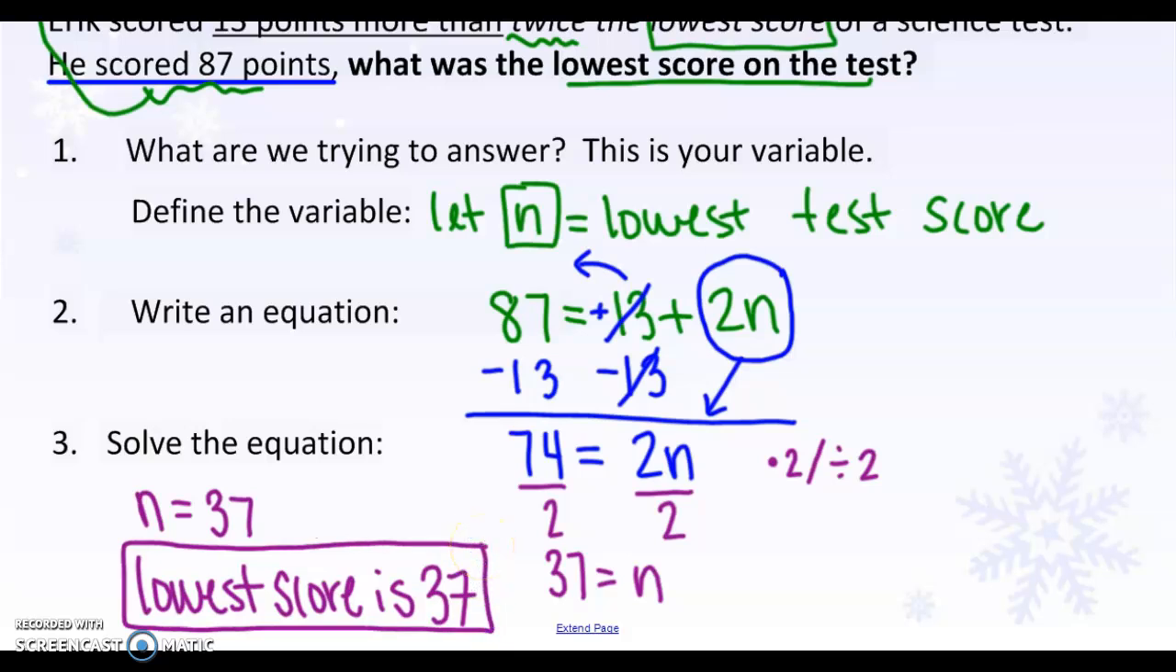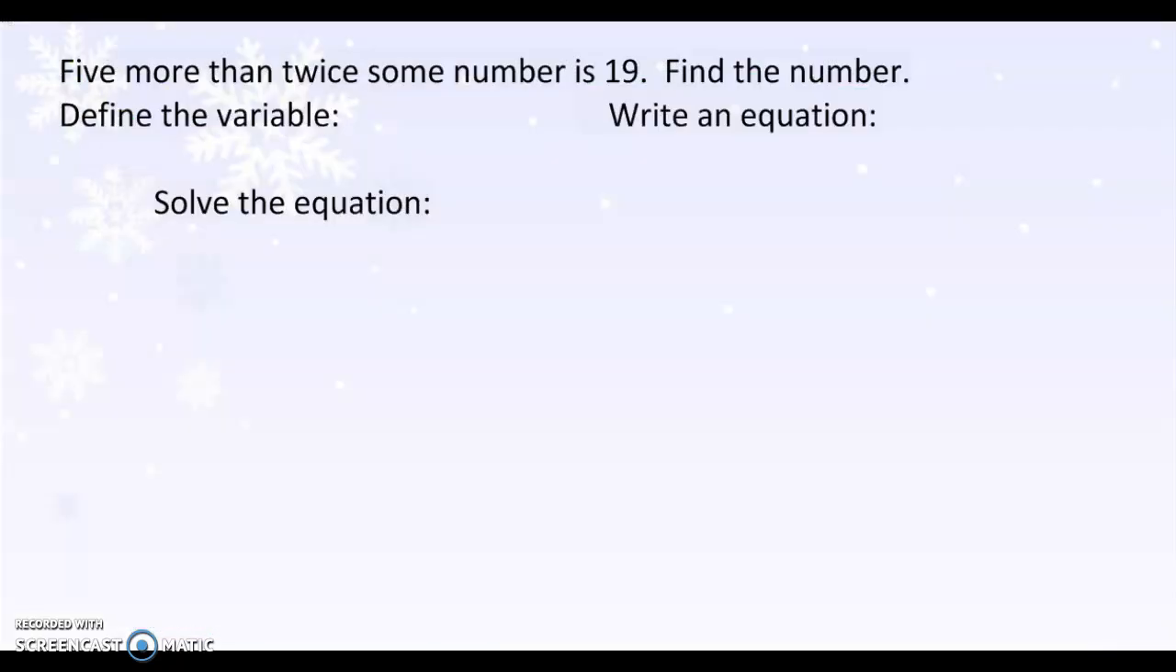Alright, let's take a look at the next example. And remember, you can pause at any time if I'm going too fast, and you can re-watch. I see some similar vocabulary already. 5 more than twice some number is 19. Find the number. So, what we don't know is our number. So we're going to let n equal the number. It says find the number. And that's what we're trying to find.